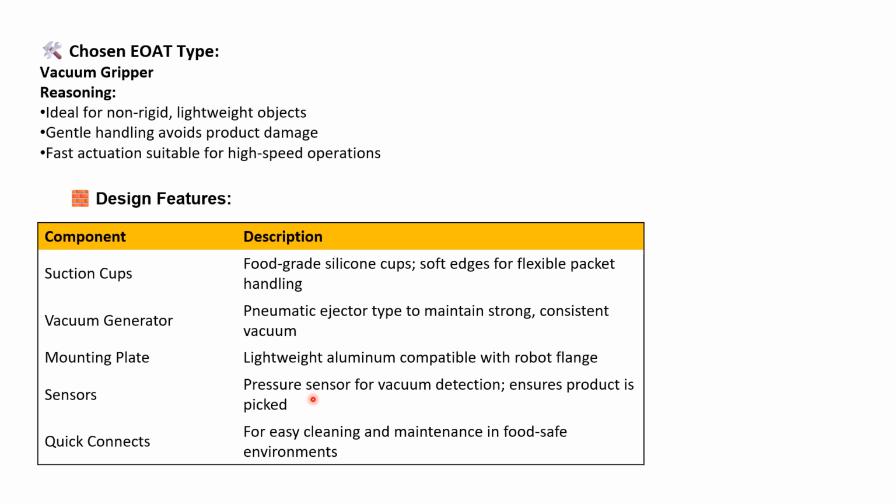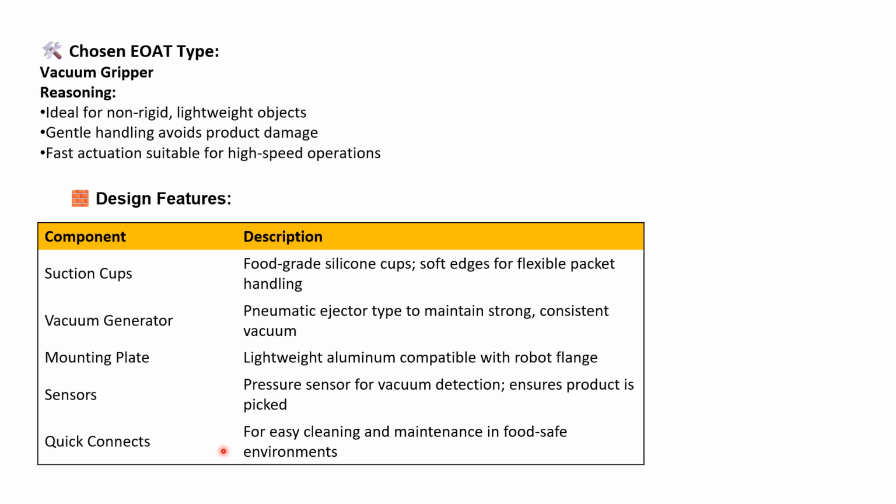It will give an output, like, whenever it picks the part, the vacuum will be generated, and when it releases the vacuum, another signal is generated that indicates that the packet has been placed into the box. Or else there are options in the vacuum generator itself, which can have an inbuilt sensor, and we can take the output of that sensor into consideration. And then the quick connects, as they are required for quick cleaning and maintenance, with which we can easily remove the end of arm tooling.